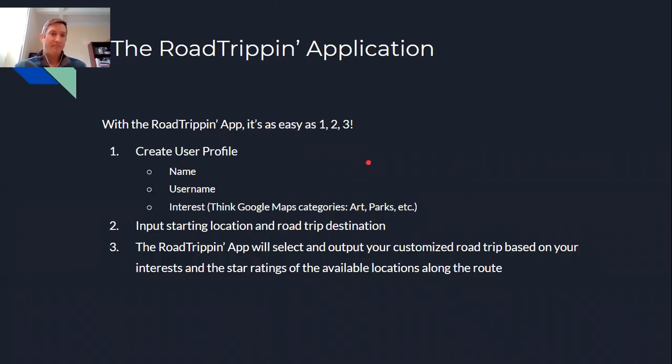The RoadTrippin app is as easy as 1, 2, 3. You create a user profile with your name, username, and the interest category you're interested in. Input the starting and ending locations of the road trip, and the RoadTrippin app does the rest of the work for you. It'll select your customized road trip locations based on your interest and the star ratings of the available locations along the route, and it'll output that information for you.